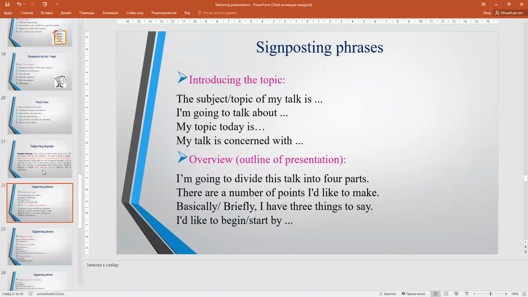Here you can see the signposting phrases. For example, for the subject or topic of my talk: I'm going to talk about, my topic today is, my talk is concerned with. For the overview or outline of the presentation: I'm going to divide this talk into 4 parts. There are a number of points I would like to make. Basically, briefly, I have 3 things to say. I would like to begin or start by. You can use such kinds of phrases.